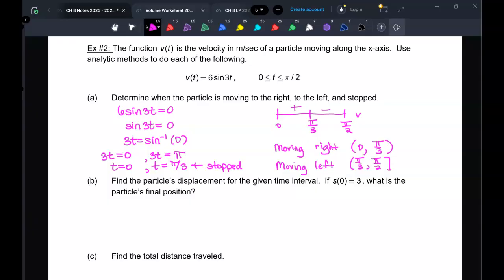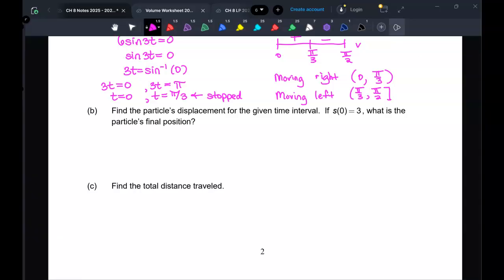Got it. Okay, good. Okay, particle's displacement and s of 0. Sometimes we use x, sometimes we use s. What's the final position? So displacement. I wish we had an abbreviation for displacement. You can make one up. Okay. So from 0 to pi over 2 of 6 sine 3t dt. Again, we could do this by hand.